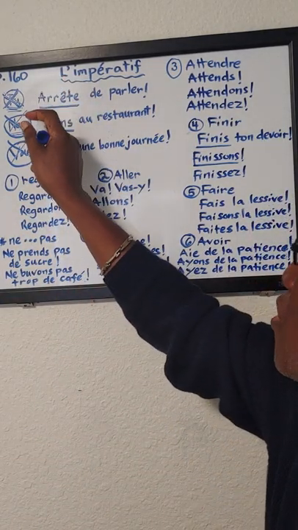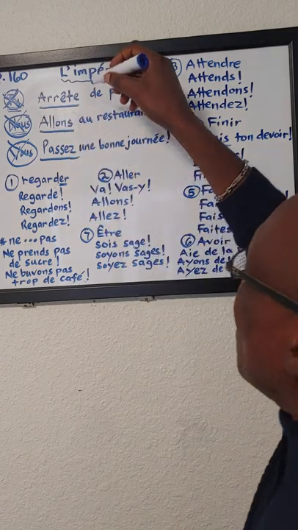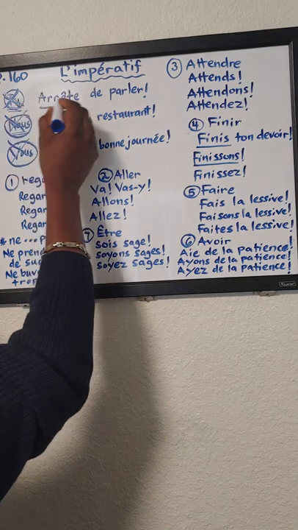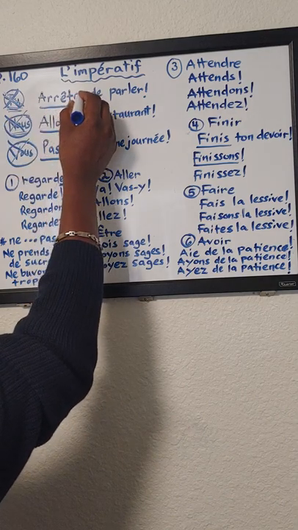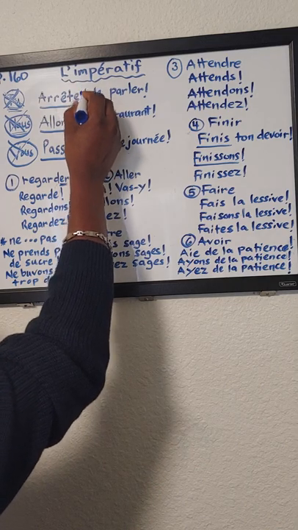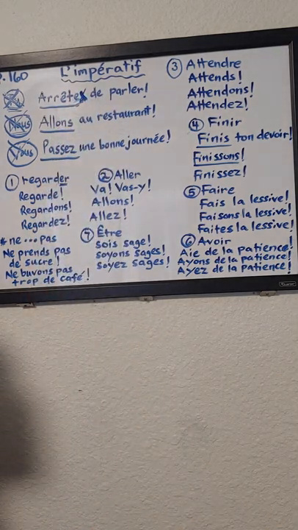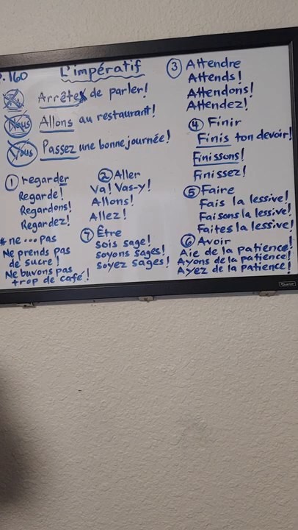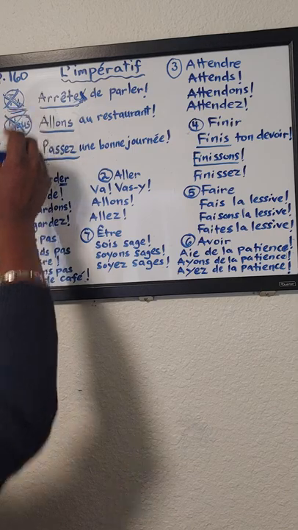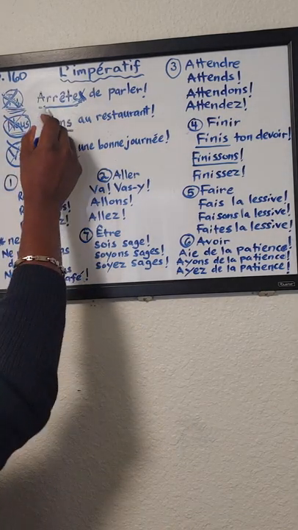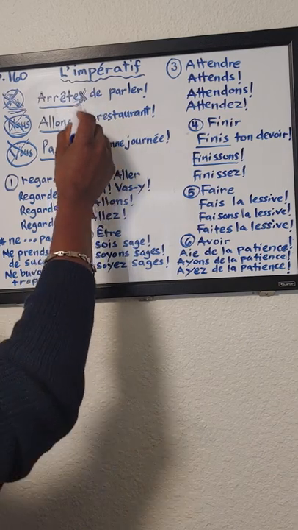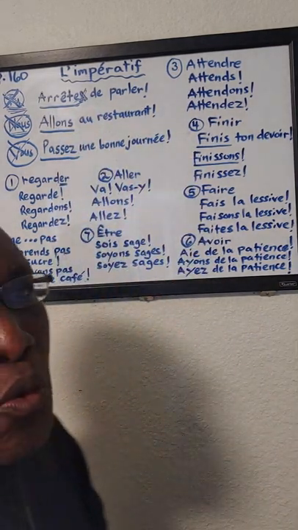But you realize that with tu, arrête, there would have been an S here, right? It's E and then S, right? Tu, ER verb, right? When you are using an ER verb, you drop your S with the tu pronoun. So you see that is arrête, the S is not there. Arrête de parler, arrête de parler.